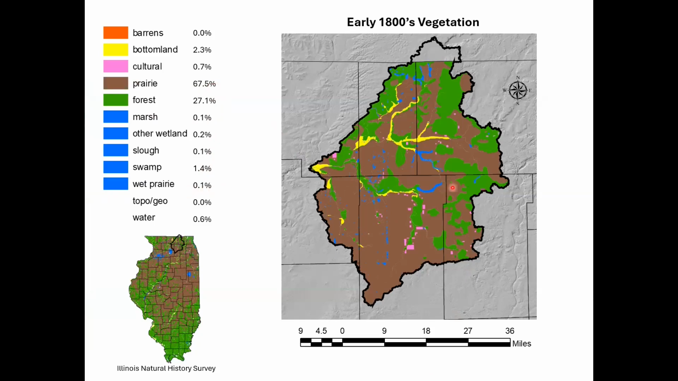So this wasn't a botanical survey. It was a land surveyor's. So you can see, though, about 2/3 of the watershed was prairie, and about a fourth of it was forested. Now, all these wetland types, they could be prairie, they could be forested, but they're the wettest of the wet areas.